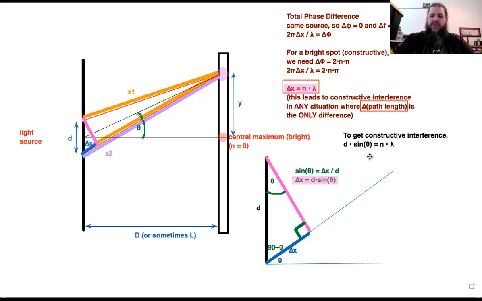So if you can count which bright spot you're talking about from the center, then you can tell the value of n. And let's say you also know the distance between the slits, and you can measure the angle with a protractor. Then what's the only unknown left? Yeah, the wavelength. So you can solve algebraically for wavelength, and that tells you the wavelength of the light you're talking about.